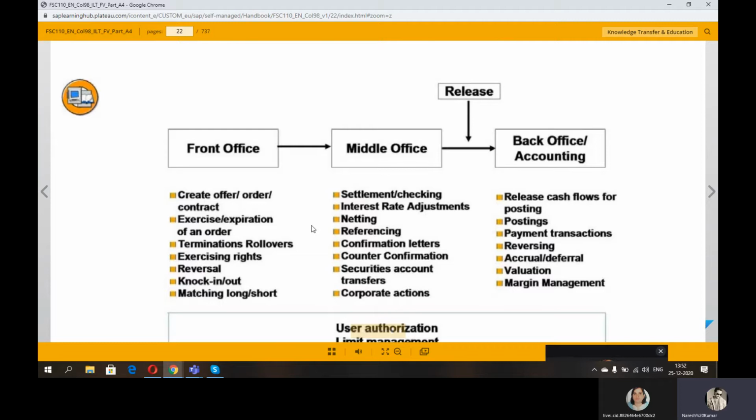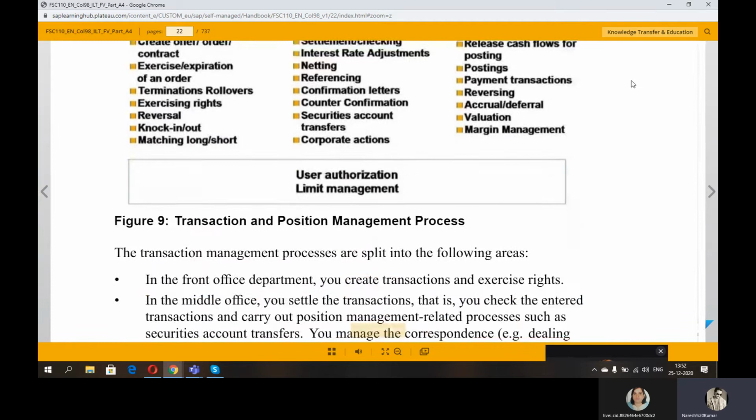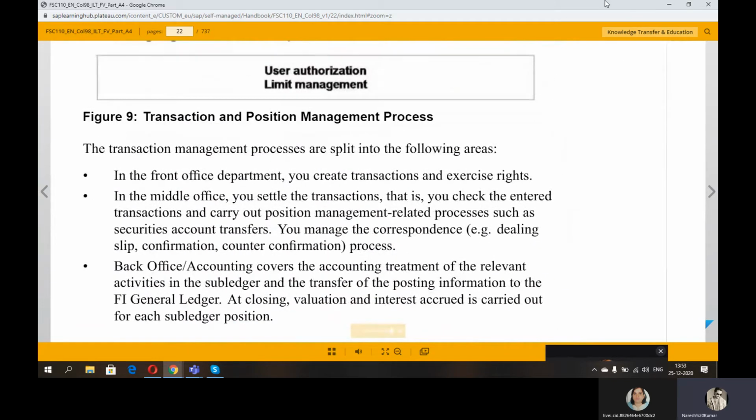In the middle office, interest rate adjustments will be taken, netting, referencing, confirmation letters, counter confirmation, security account transfers, corporate actions will be triggered. So based on this, the back office accounting, based on the release, handles cash flows for postings and payment transactions, and reversing, accrual or deferral, valuation and margin management. So based on this, user authorization limit management. This is the position management process.